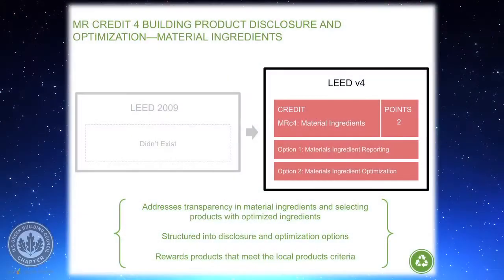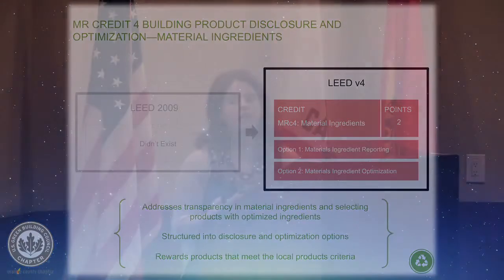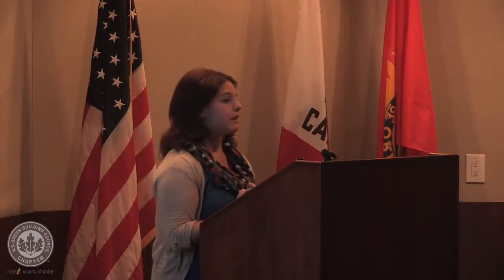So we reference programs here like Health Product Declaration, which is a manufacturer-driven declaration process, and Cradle to Cradle, which allows product manufacturers to supply their material ingredient information. Depending on what is in there and the evaluation that Cradle to Cradle does, the products are essentially given a certification level. So there's a lot of different ways that project teams can look for products that comply here, based on the programs that are referenced.